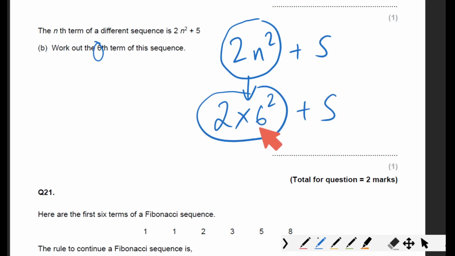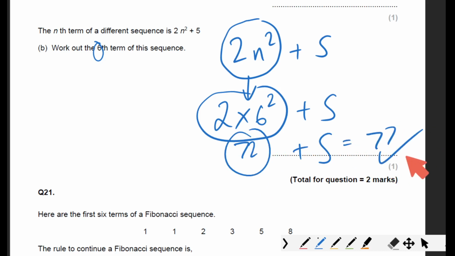All right then, BIDMAS. Don't do 12 squared. Do not do 12 squared. In BIDMAS you do 6 squared. 6 squared means 6 times 6, 36. 36 times 2, 72. We got 72 here plus the 5. Answer 77. That would be the 6th one.